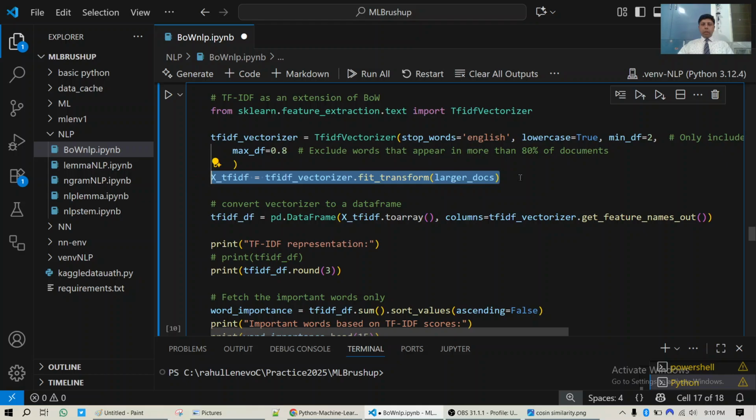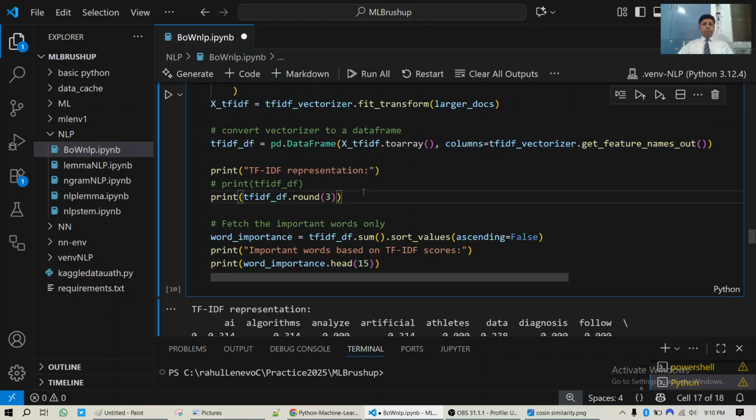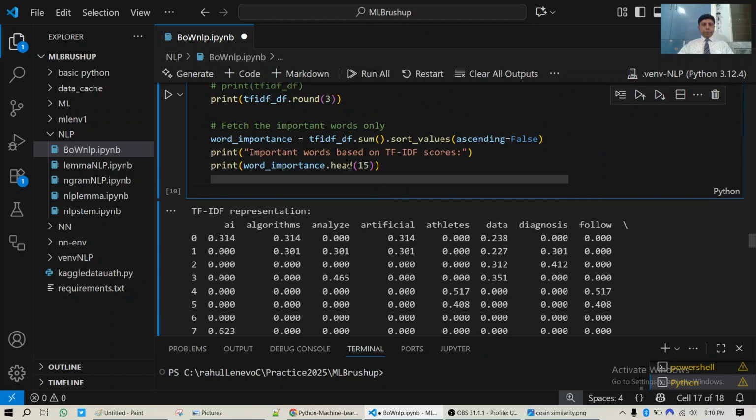I have collected these documents, and I have trained this model to get the features. So this is the name, this is the feature. Then we convert this vector to a data frame. Here we will see the data frame. I print the feature names as columns, and let's print this data. Okay, so I'll run this one, and it has run.